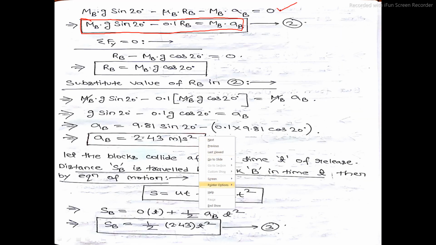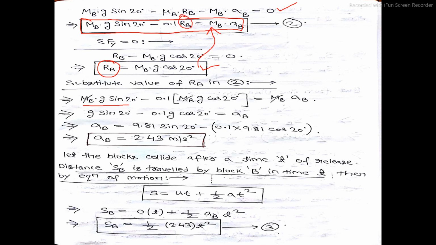Finally you will get RB equal to MBG cos 20. Now we will substitute the value of RB, which is MBG cos 20, in equation number 2. What we will get? We will get MBG sin 20 minus 0.1 into RB. RB is MBG cos 20, equal to MB into AB.